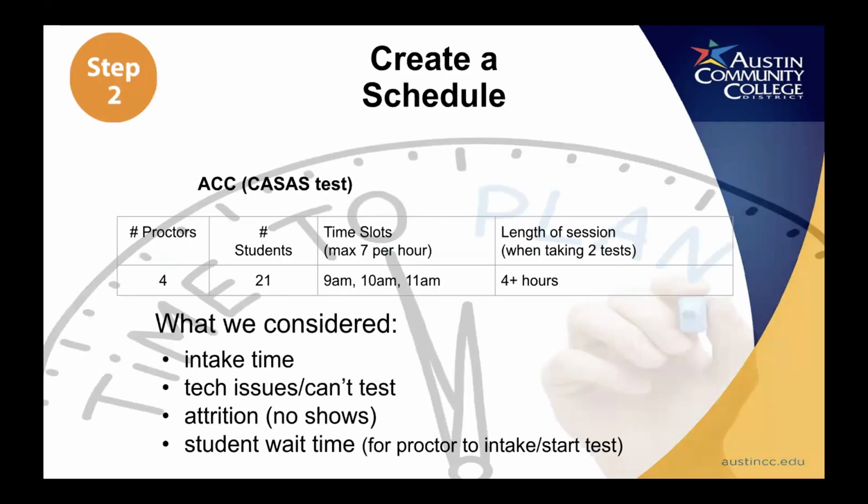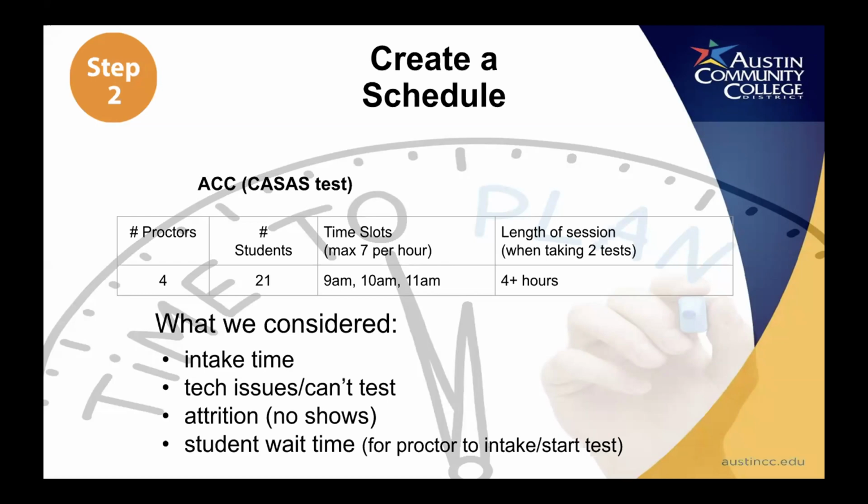So the next step that we had to do was create a schedule. With our staff and the number of students that we wanted to test, how are we going to create a schedule that could handle all of this? We thought each testing session, we were going to start with 4 proctors in breakout rooms, along with a moderator or host and someone to help that host. And we thought, well, we could probably do 21 students at each testing session.